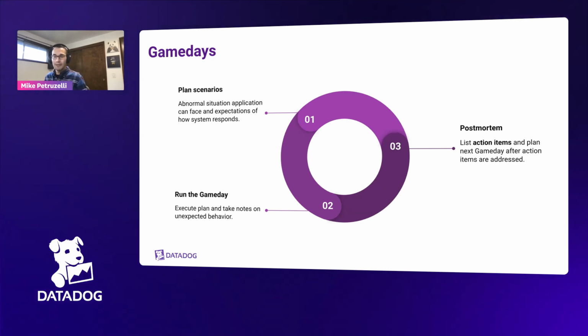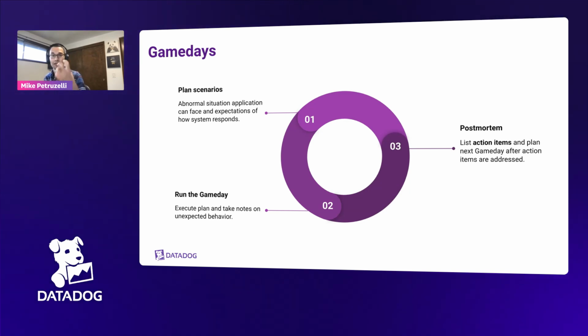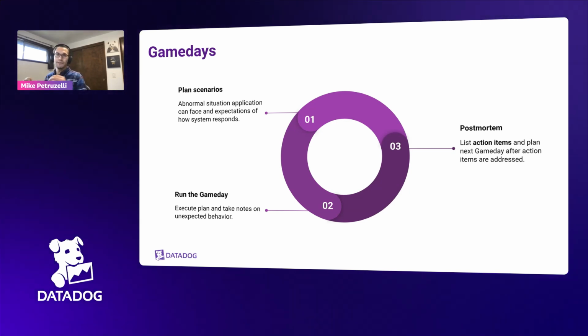We then run the game day. We do these experiments, we collect our data, and then really importantly, we analyze that data. The two longest categories here are one and three. The planning takes a really long time, and so does the analysis and coming up with real actionable items out of that. What are the objectives that we're going to fix now that we've observed this behavior?